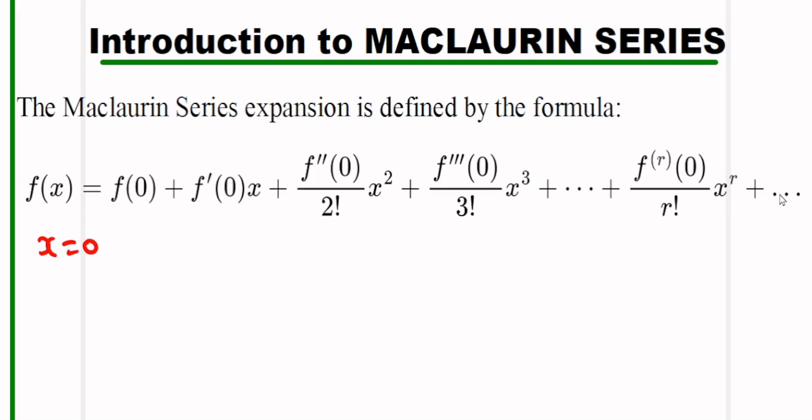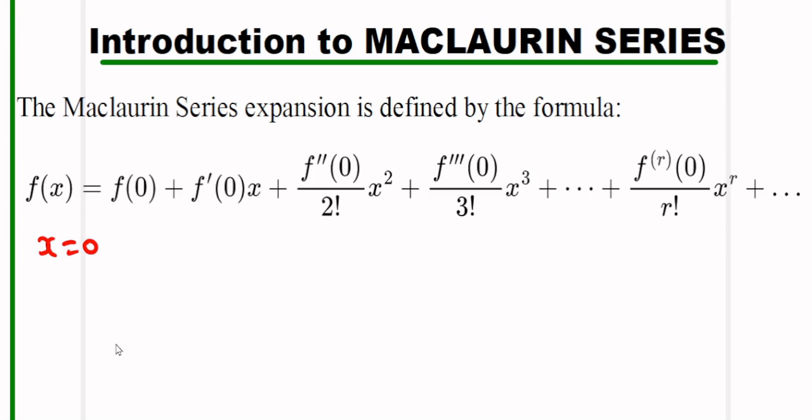So the Maclaurin series is a process of expressing a function of x as an infinite series in ascending powers of x. So ascending powers of x will mean x is going from 0 to the power 1 to the power 2 to the power 3 down to the infinite power of x.